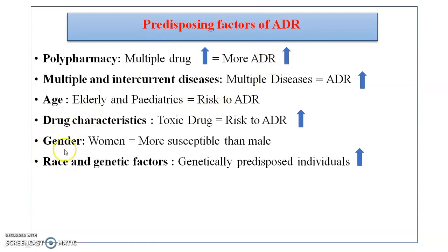Next is gender. In case of gender, women are more susceptible than males to develop adverse drug reactions. Then last will be race as well as genetic factors. Genetically predisposed individuals are more prone to develop adverse drug reactions than patients who are not genetically predisposed.